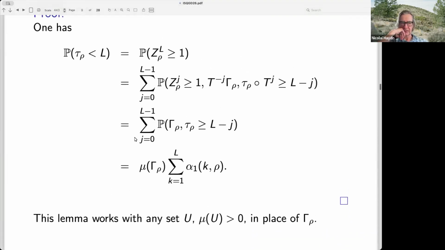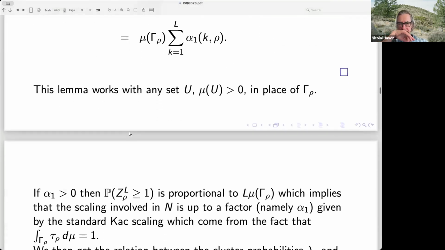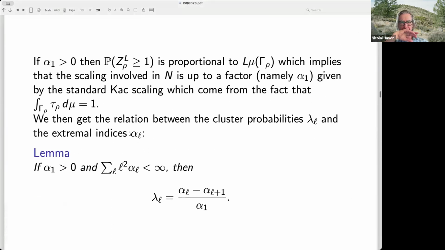And of course, it's irrelevant what this gamma sub rho is. You can play this with any set. This capital L mu of gamma L is essentially the Katz scaling term. Here's the theorem, Katz's famous theorem: no matter, gamma rho is irrelevant. You put in the same thing as you put here, then you always get 1, which tells you the average length is simply 1 over the measure of it.